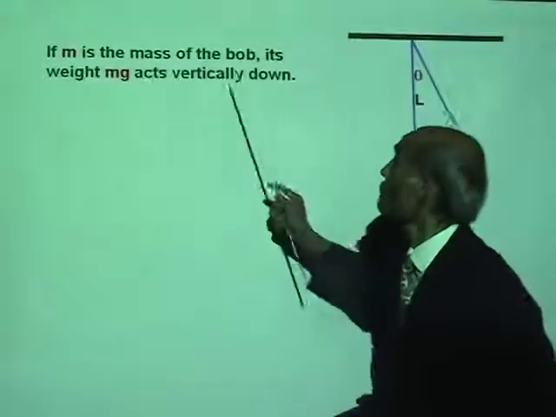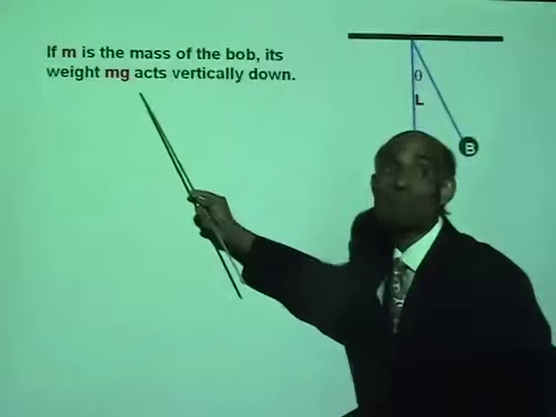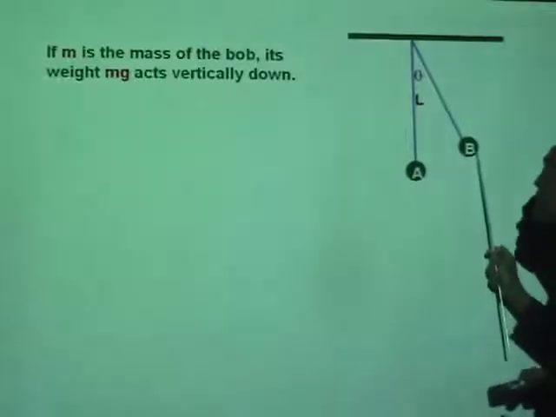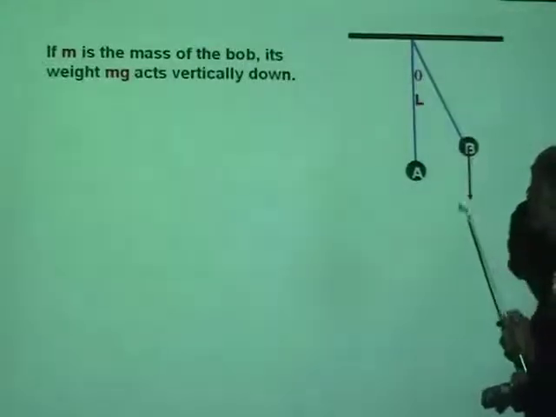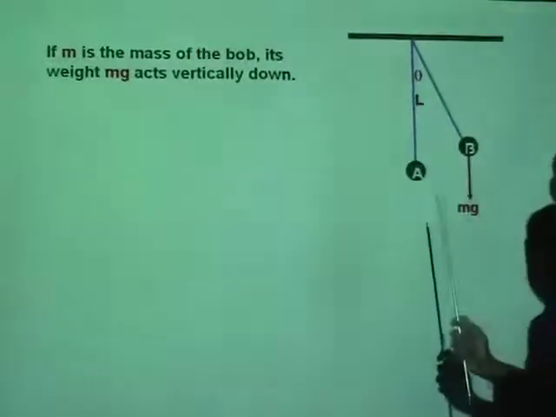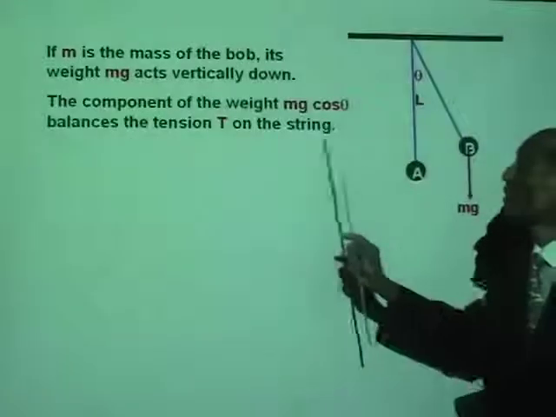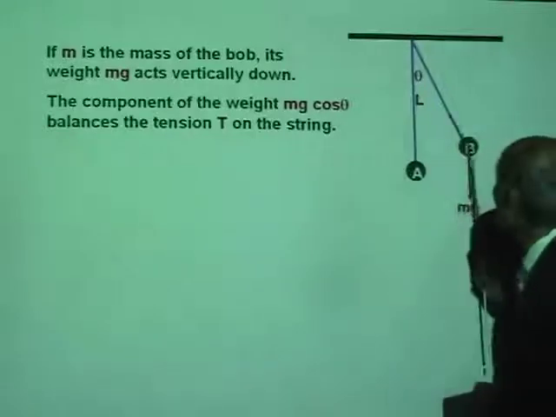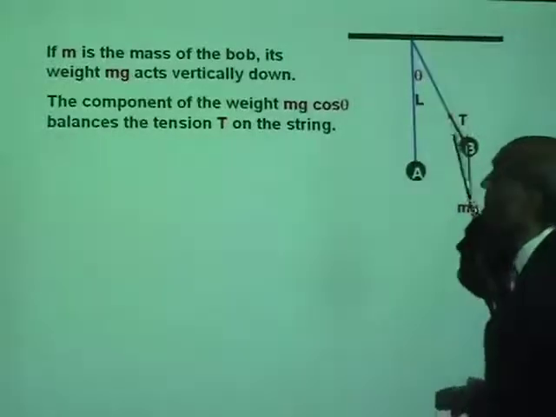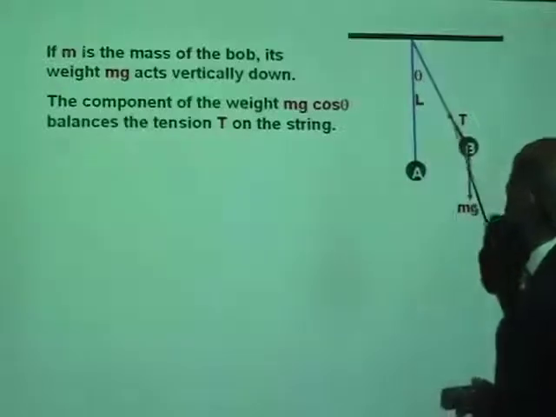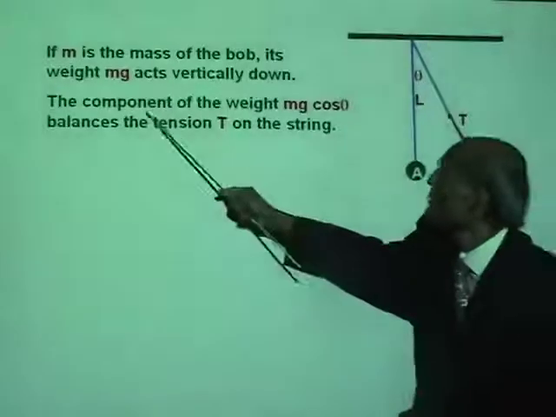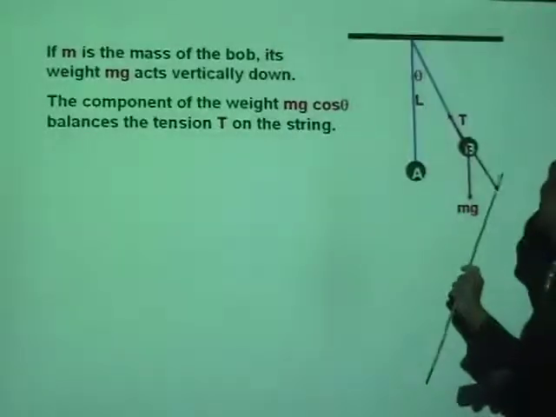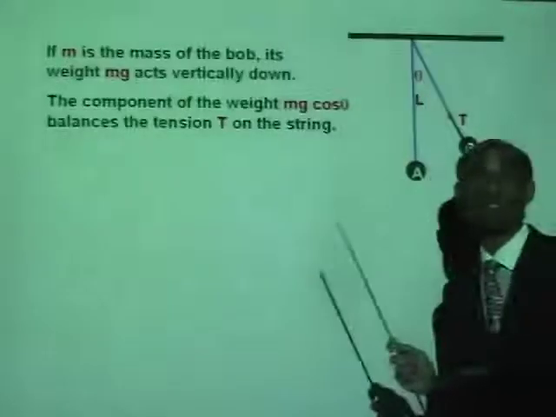If m is the mass of the bob, its weight mg acts vertically down. Is that right? Now, this weight has two components. The component mg cos theta is in the direction of the string, and it balances the tension in the string.